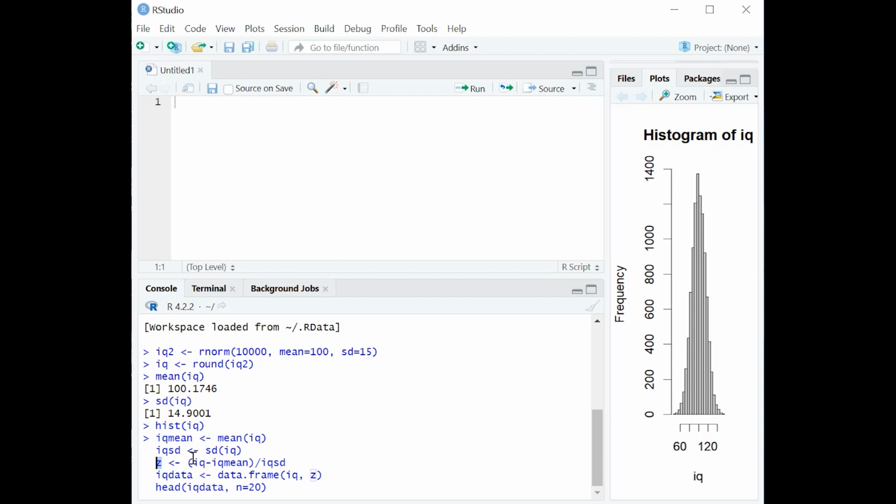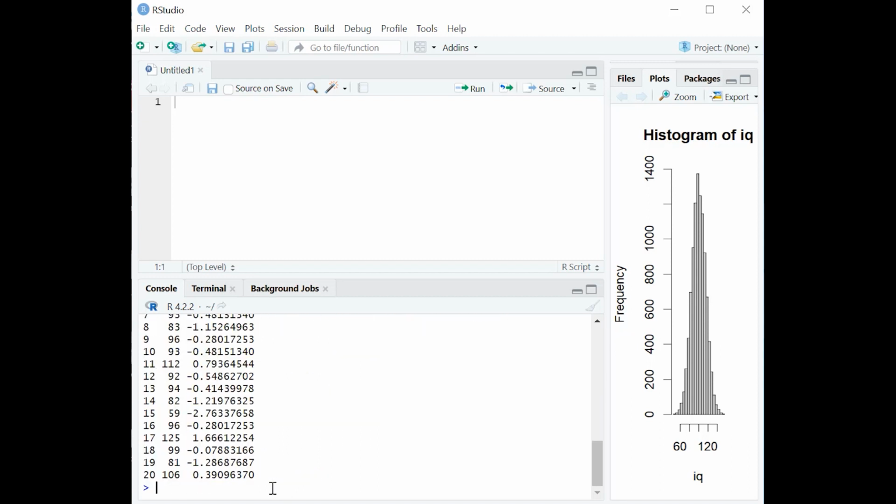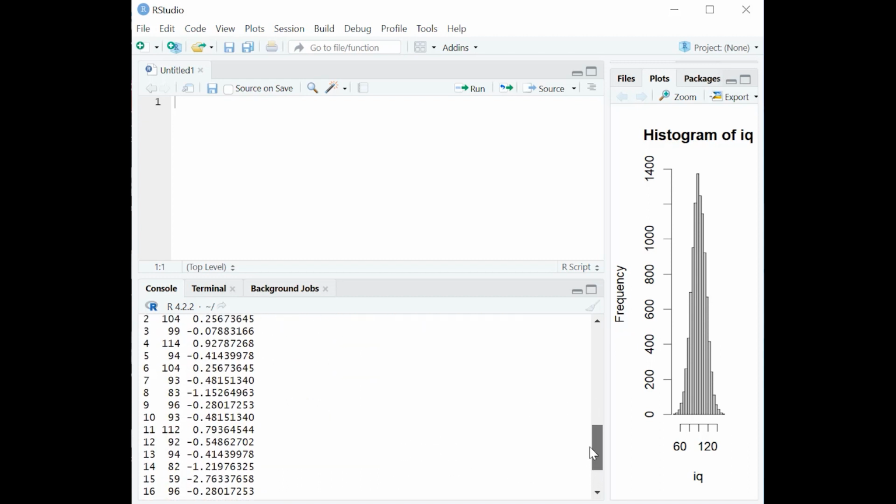And how am I calculating that? Well, I'm subtracting IQ mean from IQ and dividing by standard deviation, which is exactly the definition of a z-score. And then I'm going to create a little data frame here that I'm going to call IQ data, that has both IQ and the z-score in it. And then I'm going to show you the first 20 values of that. And we're going to sort of check it.